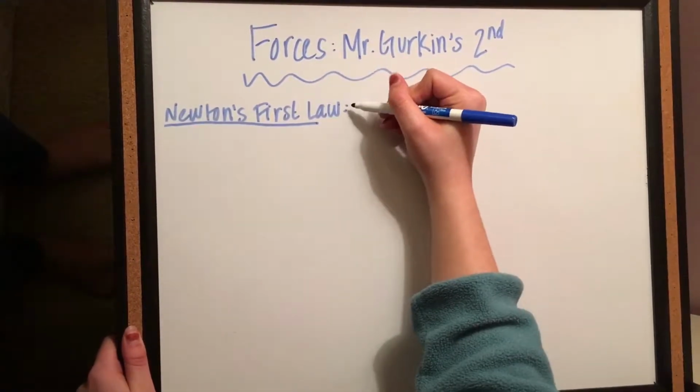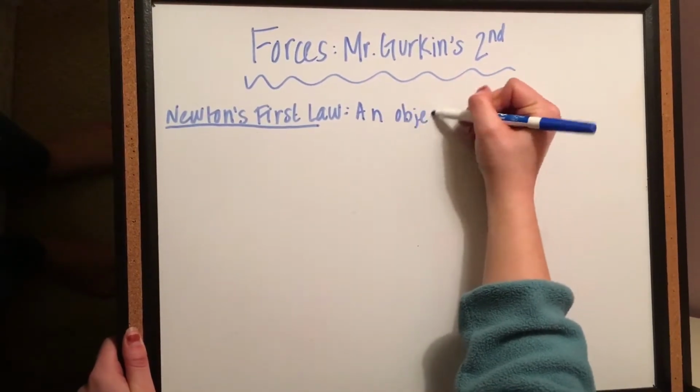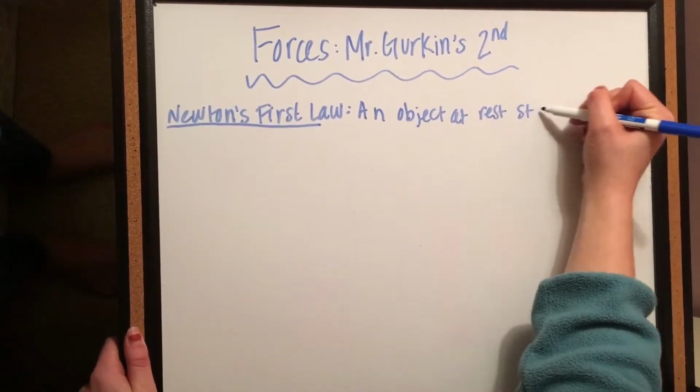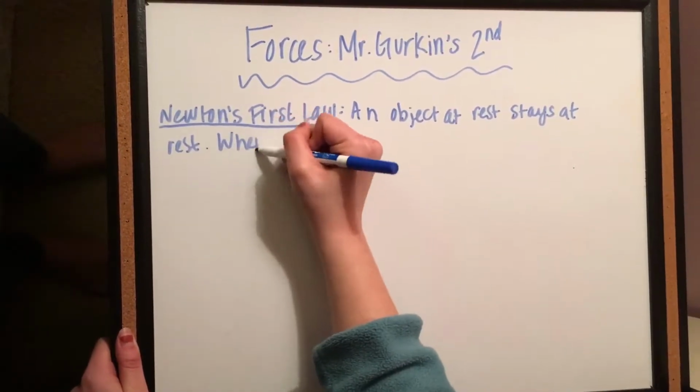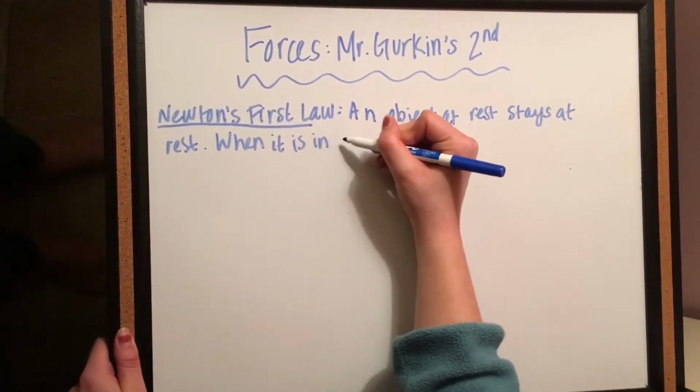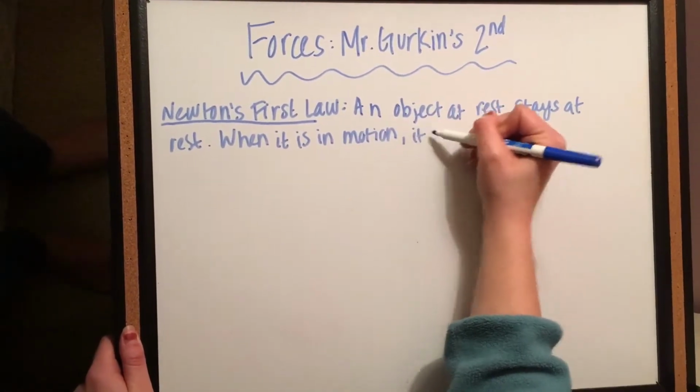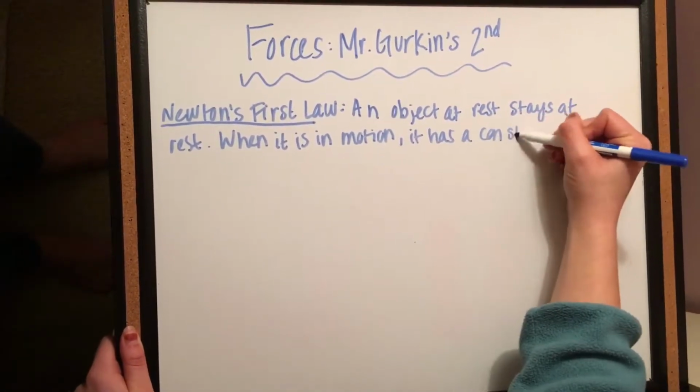Newton's first law: an object at rest stays at rest. When it is in motion, it has a constant velocity. A constant velocity is a constant speed and a constant direction. This is all unless it has a net external force.